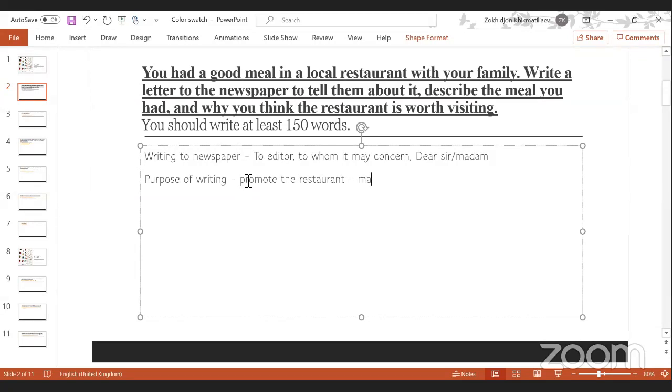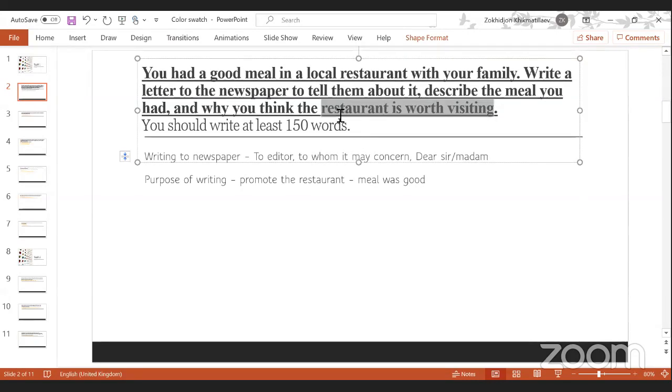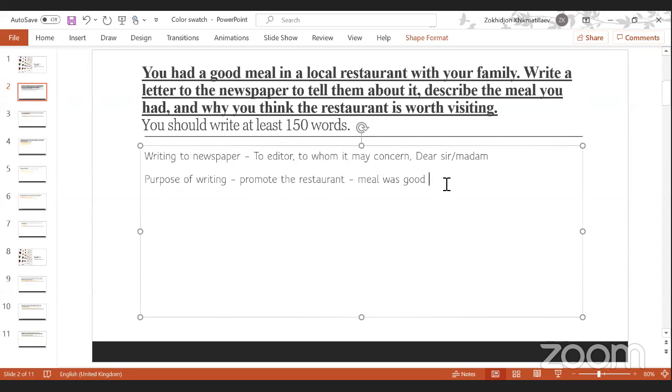The meal was good. What else can you talk about? Here it says why you think that restaurant is worth visiting. Quality. Good service. Service, yes. Okay, you want to praise the quality. So the purpose of writing is to promote the restaurant. Okay. Now we should go in depth. We should explain in detail, right? How do we do this?